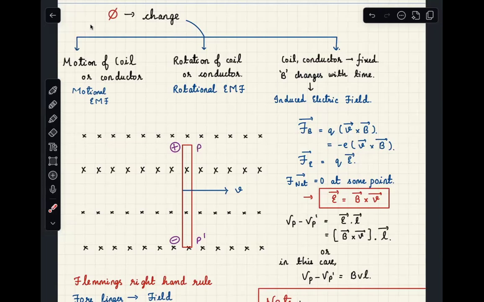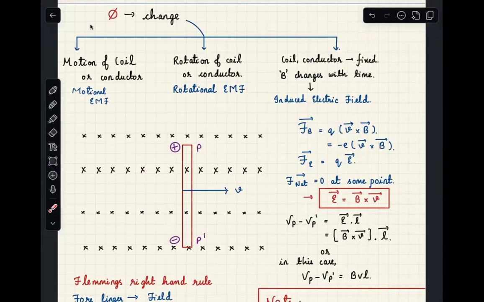I have three options. Flux is B bar dot A bar, that is B, A, cos of the angle between them. One, I will move the coil. That comes under motional EMF. Two, I will rotate the coil. Rotation based EMF. Three, I will neither move, Nidhi, nor rotate. Then how is it possible? With respect to time, I will change the magnetic flux. I will fix the conductor and change the flux with respect to time.